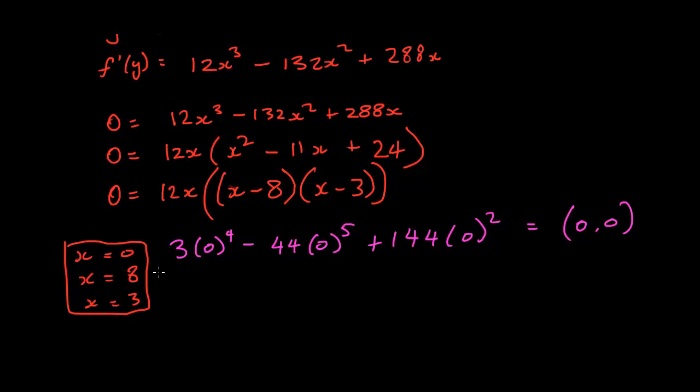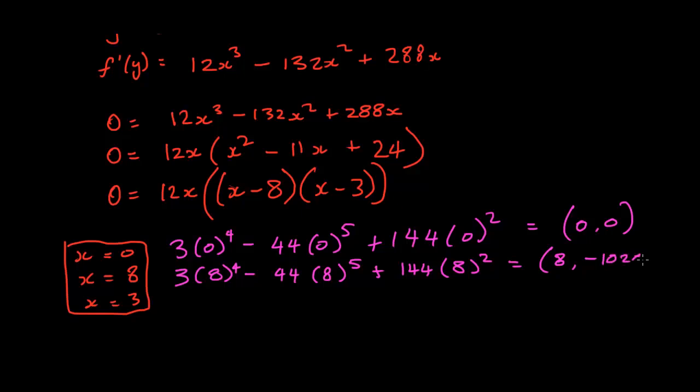Then we've got x equals 8, so let's sub this in. 3 times 8 to the 4 minus 44 times 8 to the 3 plus 144 times 8 to the 2. Now, I'm just going to chuck this into my calculator and see what I get. Okay, so I get minus 1024. So that is 8, minus 1024. So that is basically it for that one.